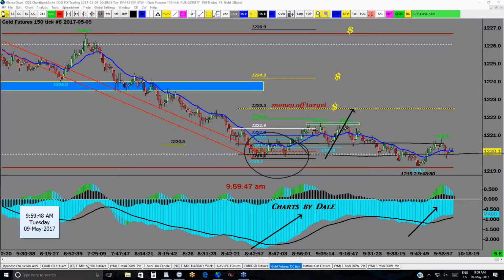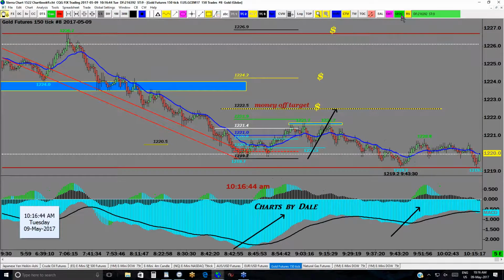That's the advantage of going long from below your moving average. We'll come back and keep you updated. Alright, quick update. It's approximately 10:15, 16, 17 minutes after 10.